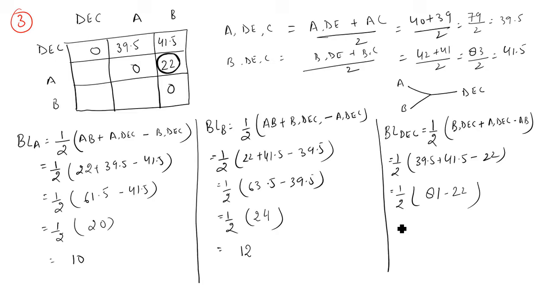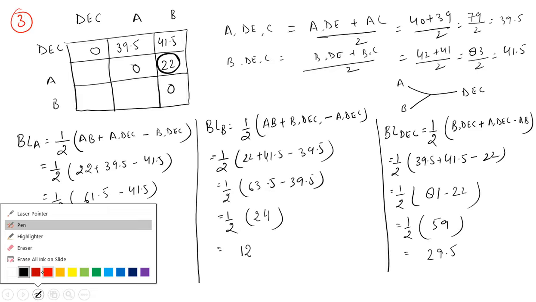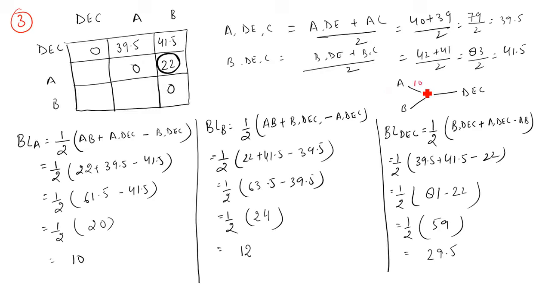Yes. So this will become 1 by 2, 59. So this will become 29.5. So let's mark this value here. So this is 10, this is 12, and this is 29.5. Now no further calculation is required.